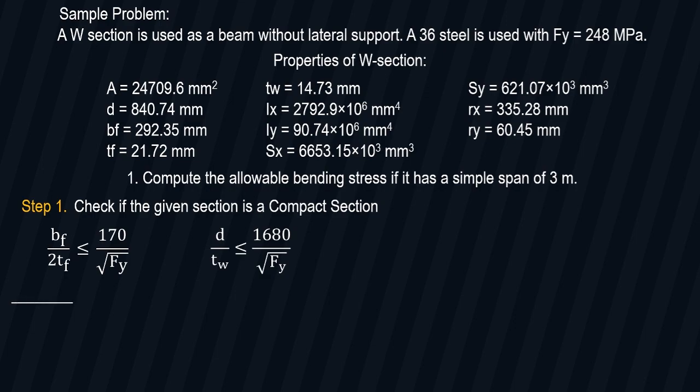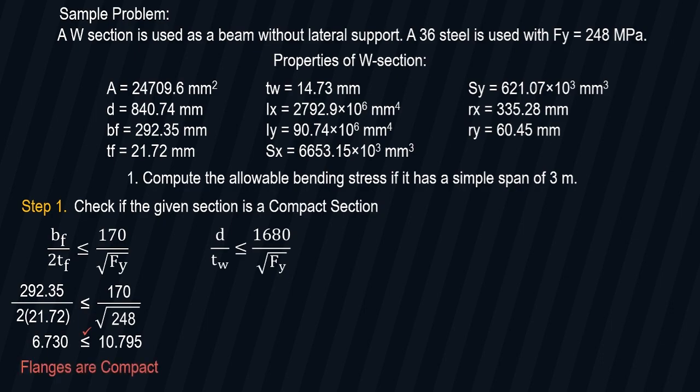Using equation number 1, we have the width of the flange, which is equal to 292.35, and the thickness of the flange is 21.72 mm. On the right side of the equation, we have 170 over the square root of Fy, where Fy is 248 megapascal. Simplifying, on the left side we have 6.730, and on the right side we have 10.795. Since the equation is correct, we can say that the flanges are compact, because this equation is used to check whether the flange of the section is compact.